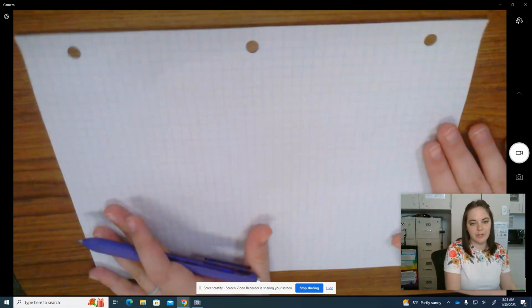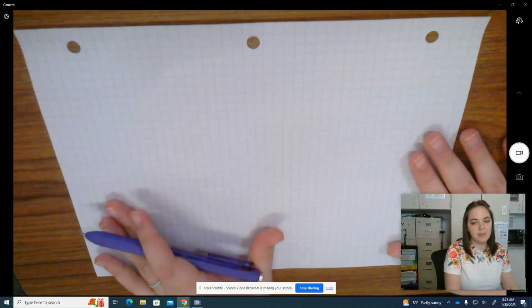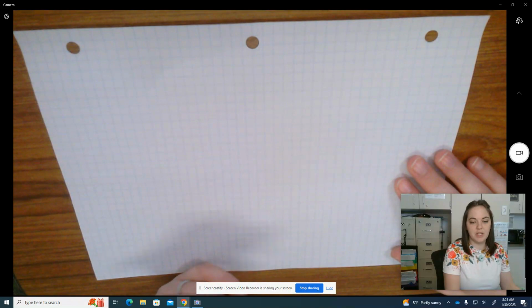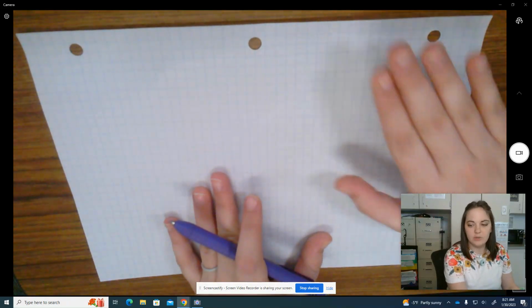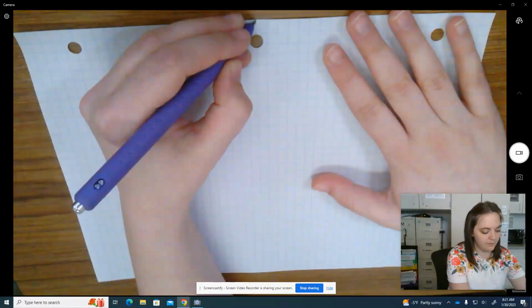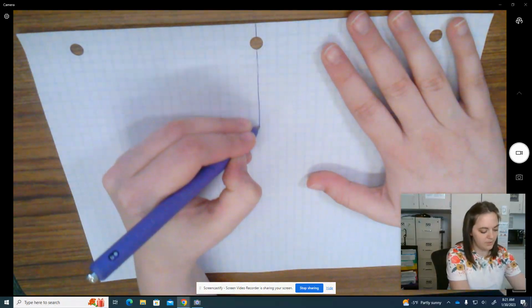On your piece of paper, you're going to turn it sideways like this. It can be a lined piece of paper, blank white paper, whatever. I only have graph paper today, so that's what I'm using. You are going to draw a line down the center, down the middle, just like this.